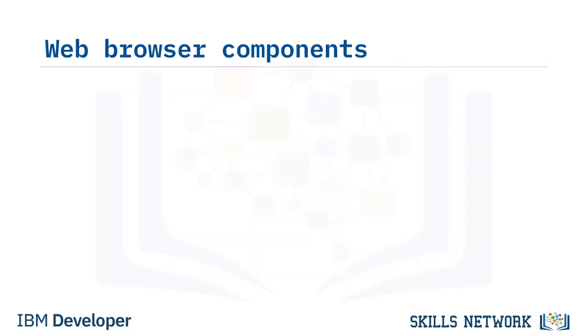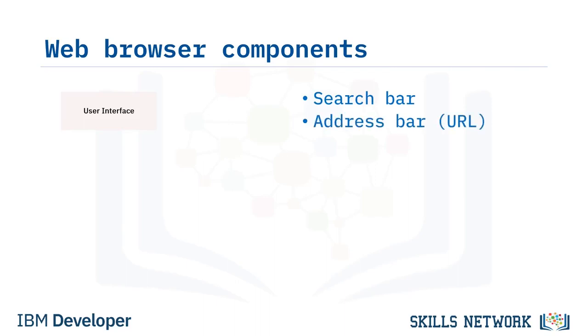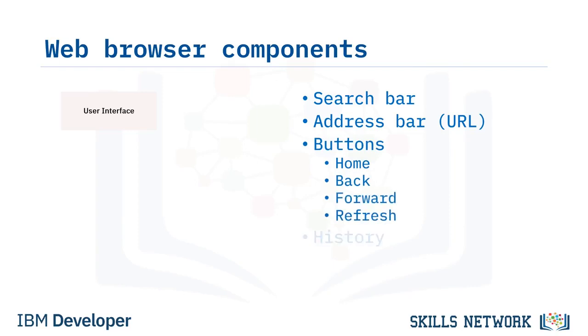A typical web browser is made up of various components. The user interface is where the user uses common UI elements, such as a search bar and an address bar, to enter a uniform resource locator or URL to search for content on the web. It includes navigation tools such as home, back, forward, and refresh buttons, along with other features such as history, bookmarks, and favorites to visit previously viewed pages or save links to web pages for later reference.